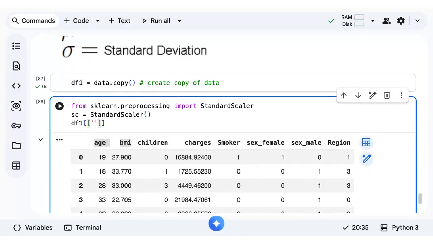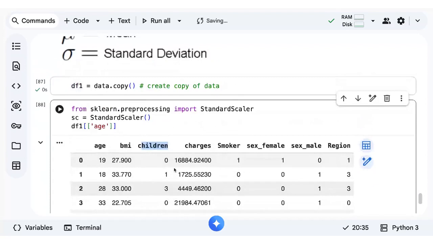Shall I show doing it individually? Can we do it for other columns as well, like smoker? No, why would you do it? Already it's 0, 1 only. Only for continuous columns you have to do it. And don't even do it for children. Again, children has discrete values. If you see a lot of variation among the values in a column, only select such columns.